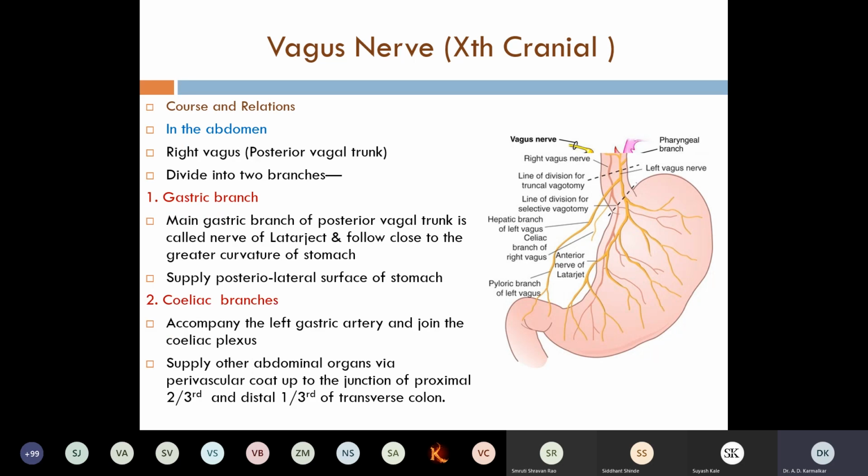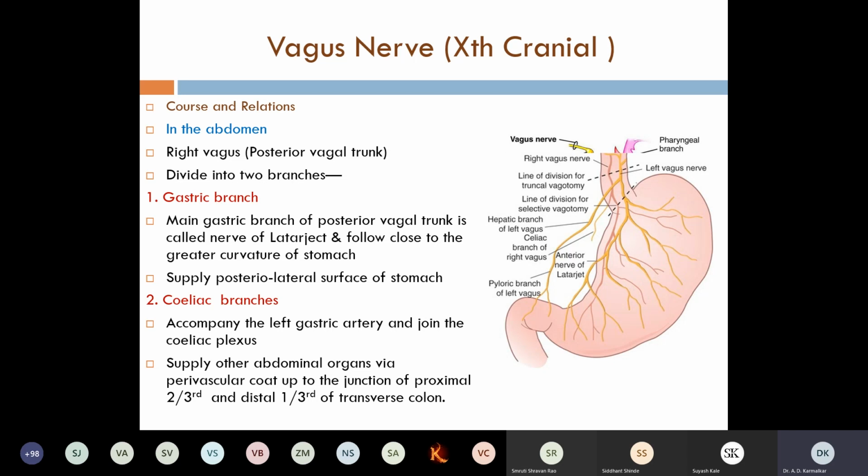The right vagus forms the posterior vagal trunk. Now it will give the gastric branches and the celiac branch. What are the gastric branches? They run on the lesser curvature. I've written greater, it is the lesser curvature, make the correction, and it is called the posterior nerve of Latarjet. It is going to supply the posterolateral surface of the stomach. The celiac branches will accompany the left gastric artery and form the celiac plexus. Yes, see this diagram.